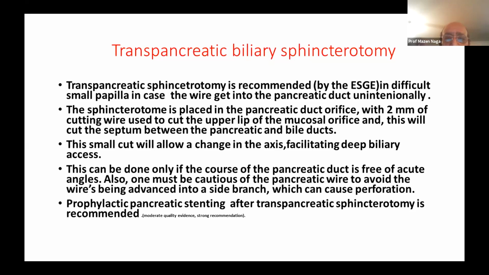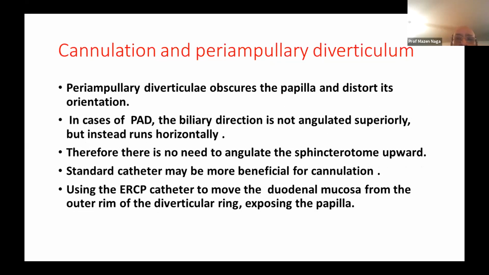The small cut will allow change of the axis, facilitating deep biliary cannulation. This can be done only if the course of the pancreatic duct is free of angles. Also, one must be cautious with the pancreatic wire to avoid the wire being advanced into a side branch, which can cause perforation. Also, in this case, prophylactic pancreatic stenting is recommended.